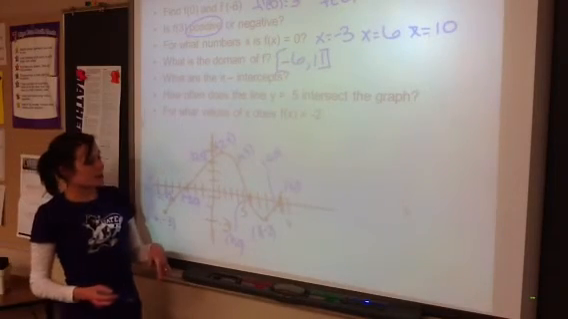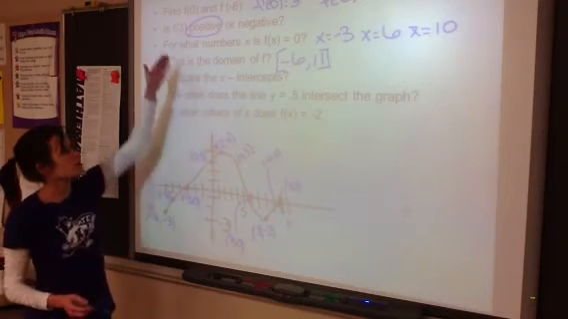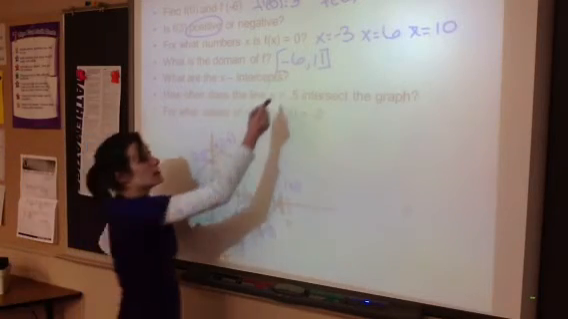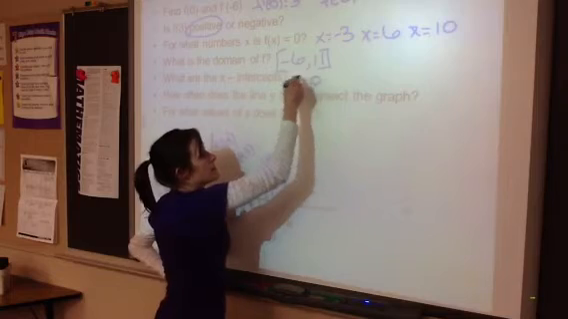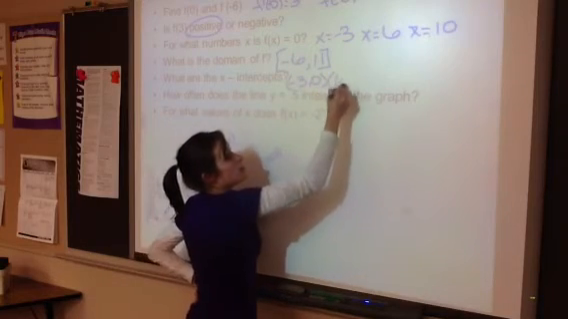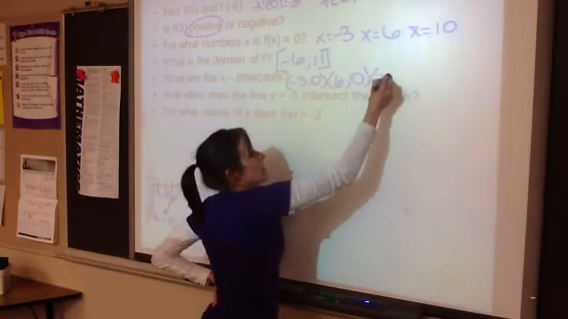What are the x-intercepts? We already stated those in the previous bullet, so I'm going to list them as ordered pairs because remember Mrs. Albers is crazy and she wants you to list them as ordered pairs, so I'm going to copy those numbers down.